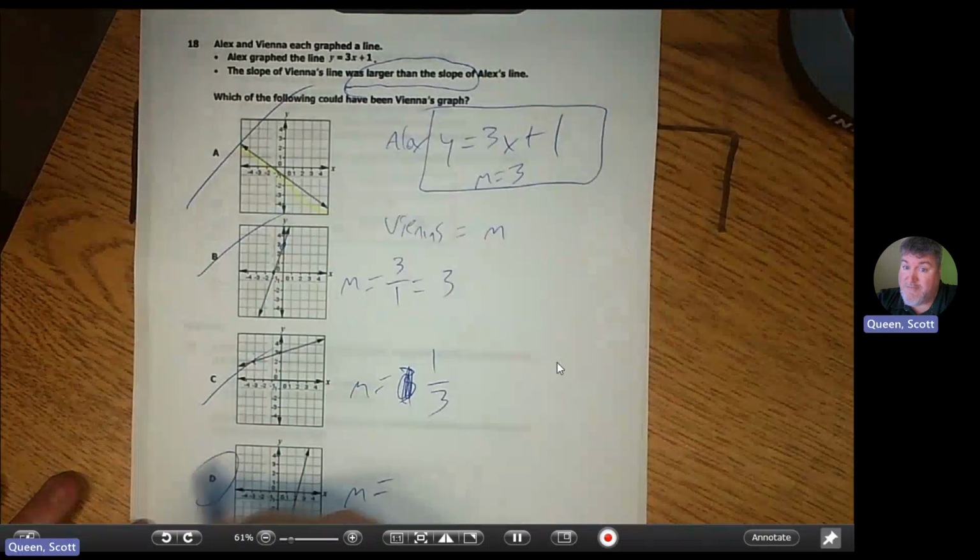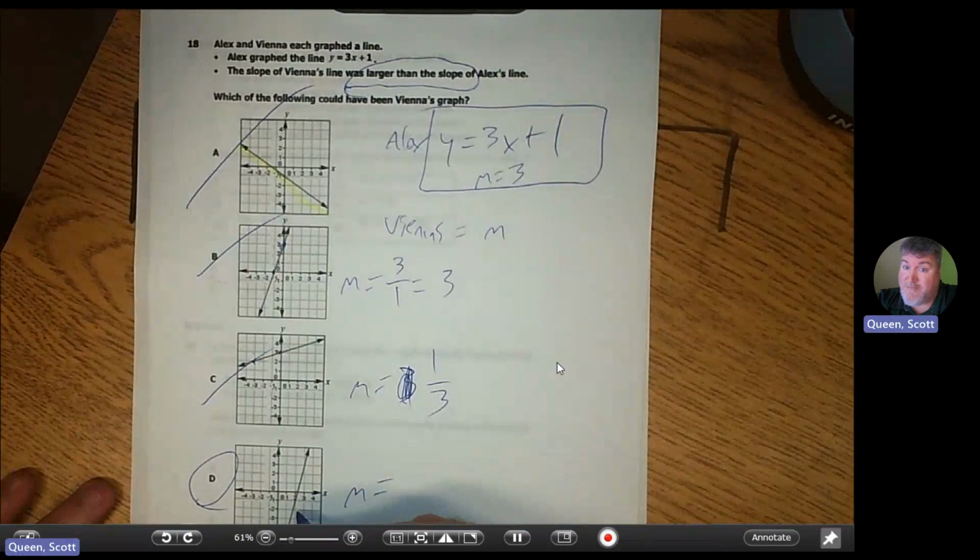That must mean it's got to be D. But let's double check it anyway. All right, so here is an intersection, and there's the intersection. 1, 2, 3, 4 over 1. 4 over 1 is 4. Is that the bigger one?